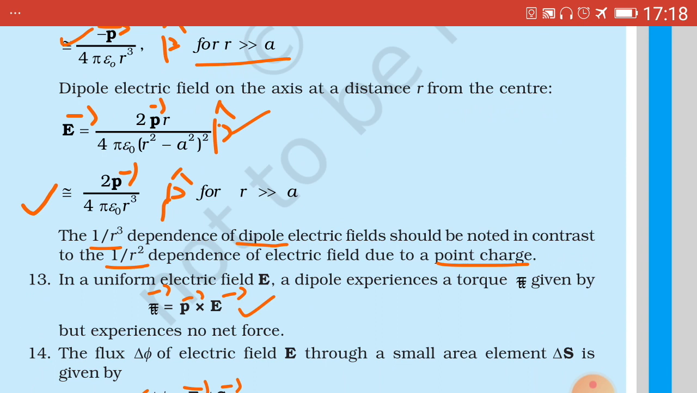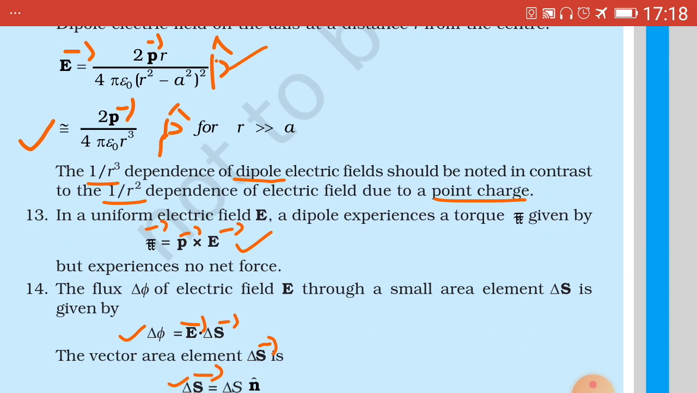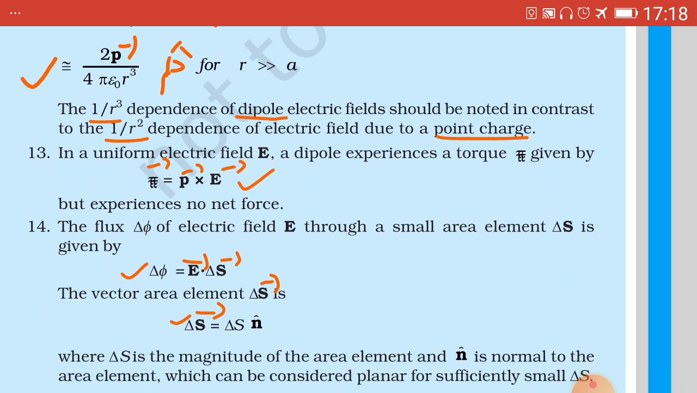So, electric field of dipole depends on 1 upon r cube and that of a point charge on 1 upon r square. Torque formula in the case of a uniform electric field, dipole experiences torque given by tau vector equal to vector P cross vector E.